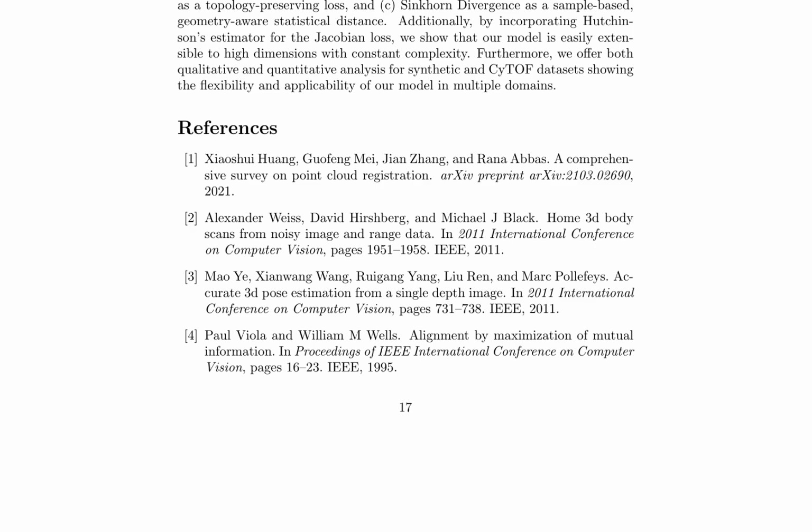Solving point-set registration under topological constraints, like preserving the kNN-Graph, can be naturally extended to dimensionality reduction. The presented framework consists of 3 key components: a residual neural network with identity blocks as a parametrized displacement field, a Jacobian penalty as a topology-preserving loss, and Sinkhorn divergence as a sample-based, geometry-aware statistical distance.